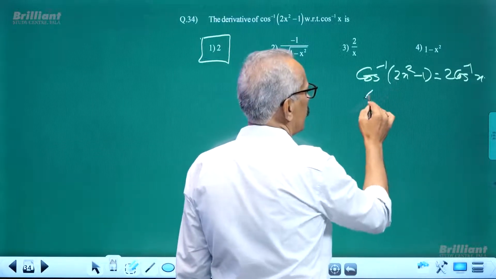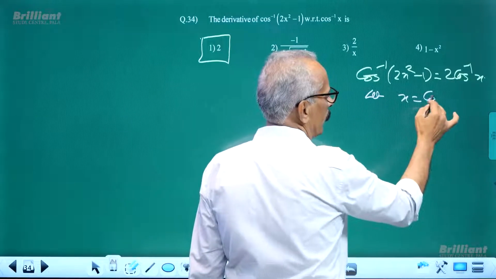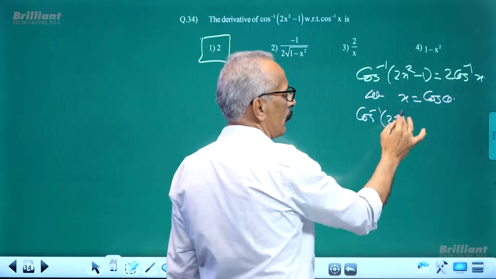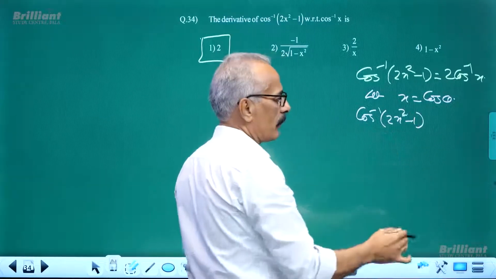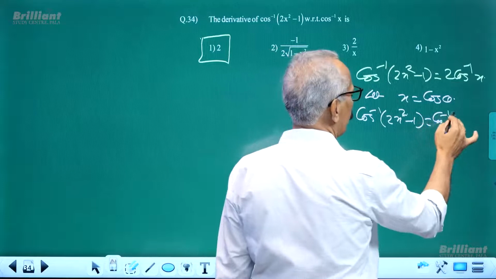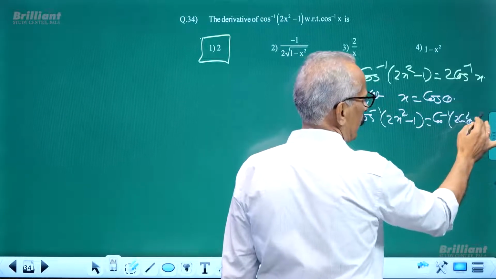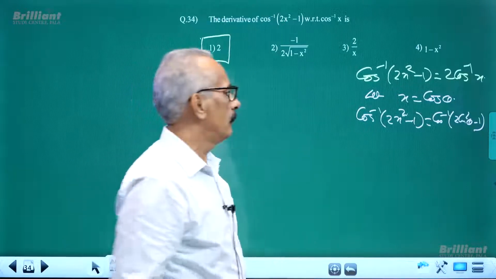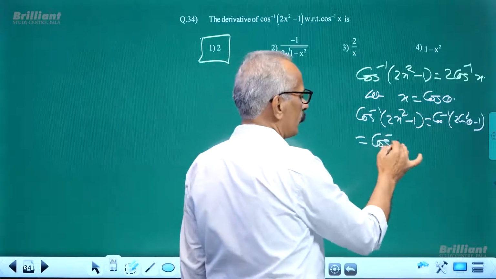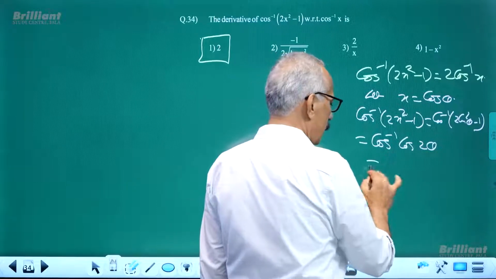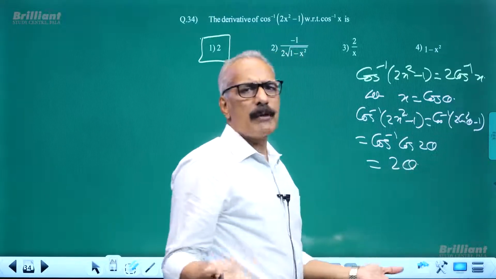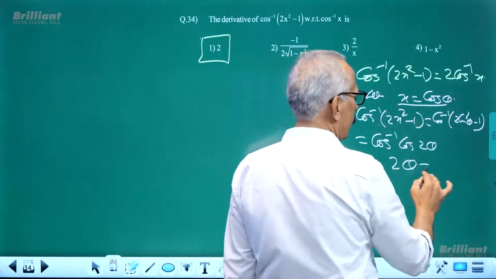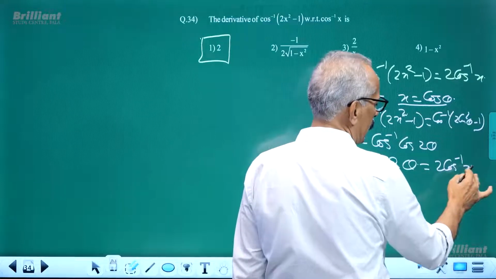So here let x is equal to cos theta. Then this cos inverse 2x square minus 1, this is how inverse trigonometry is simplified, is equal to cos inverse 2 cos square theta minus 1. What is 2 cos square theta minus 1? Cos 2 theta. So it is cos inverse of cos 2 theta. And that is 2 theta, and we assume that this 2 theta is in the principal value branch only. So theta is equal to 2 cos inverse x. This is the formula I wrote there.